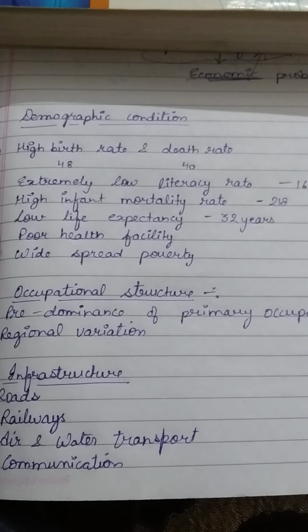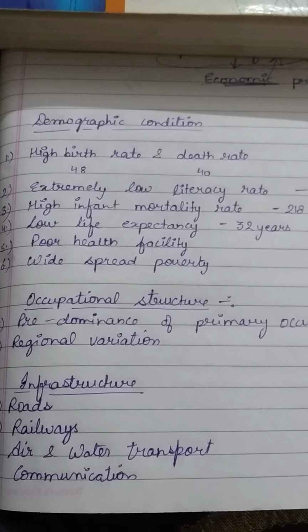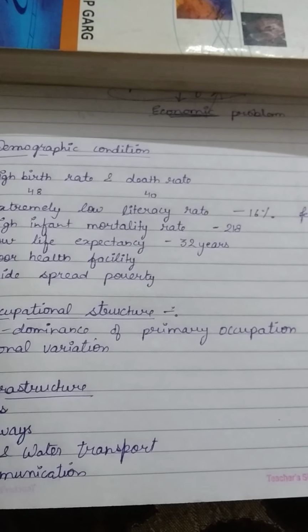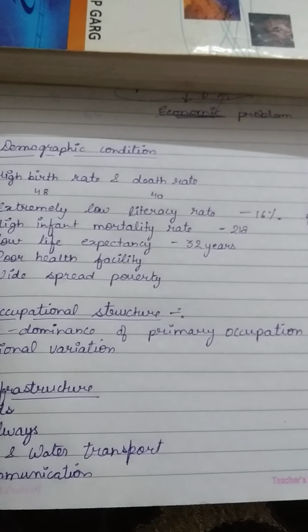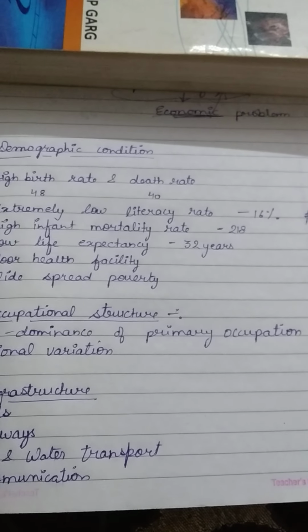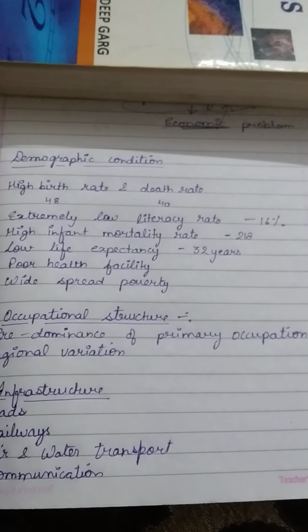Second one is the extremely low literacy rate. Obviously it was nearly 16%, and among females it was only 7%. That means it reflects the social backwardness as a reflection of the economic backwardness. It also shows you the gender bias in Indian society.